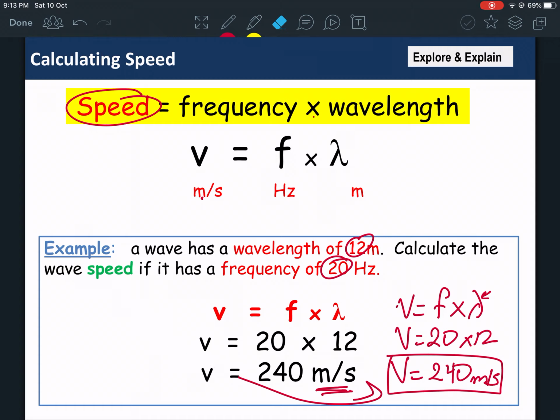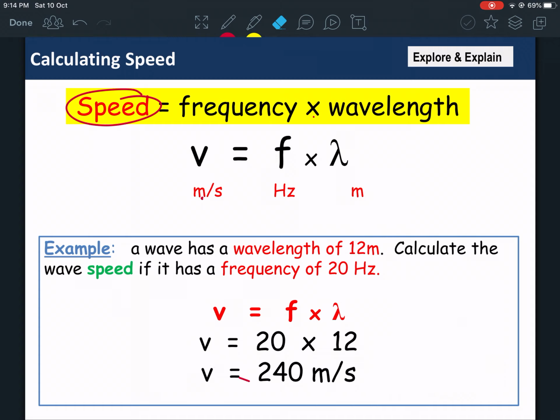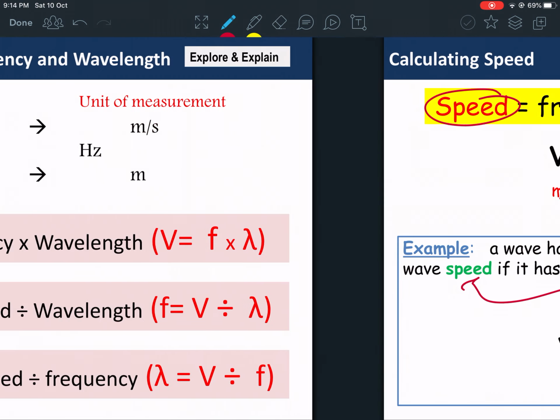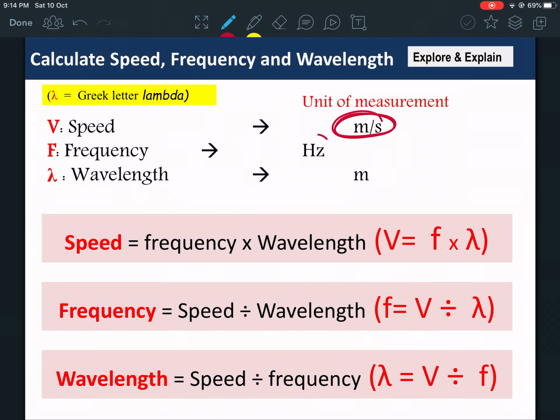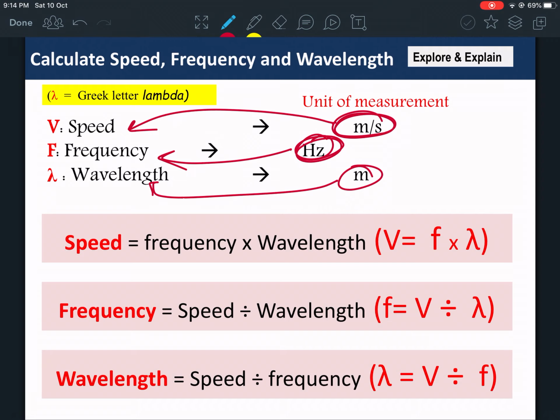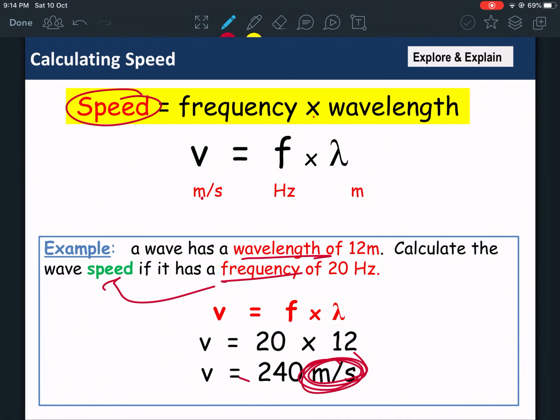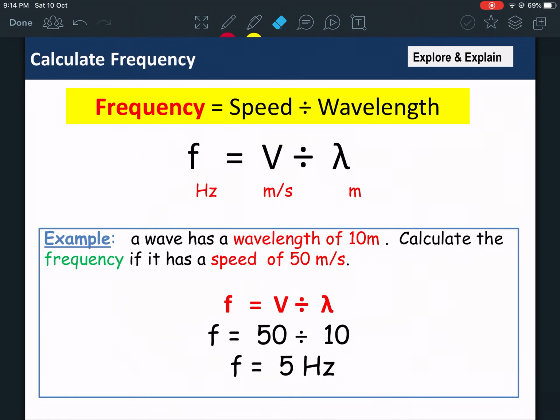Okay? So the formula is pretty simple. It's right here. It's wavelength times frequency, you get speed. So easy, but don't forget you have to put the unit of measurement. So you need to know the unit of measurements. هيدول لازم تعرفون. لازم you have to know that this is for speed, this is for frequency, this is for wavelength. You have to know this. Okay. طيب, another example of calculating frequency.